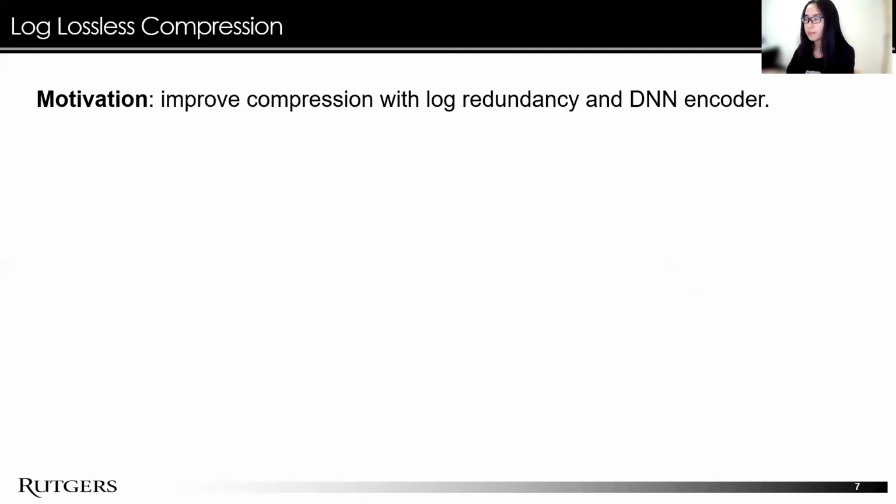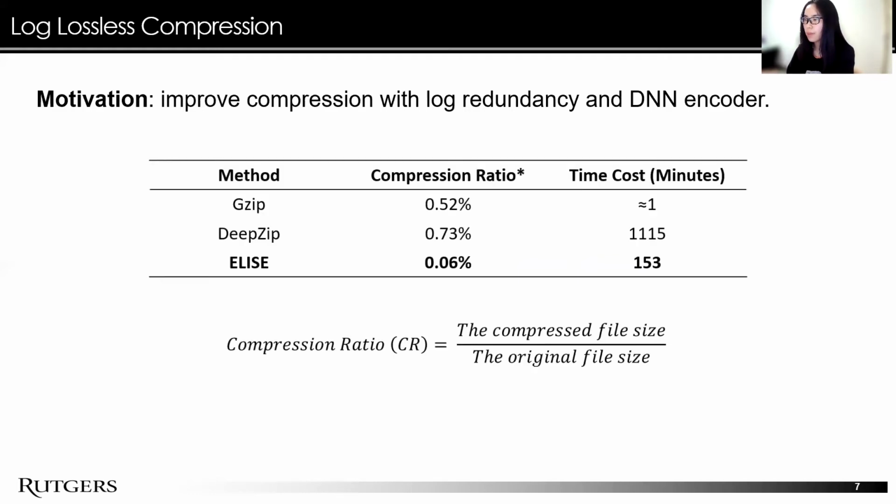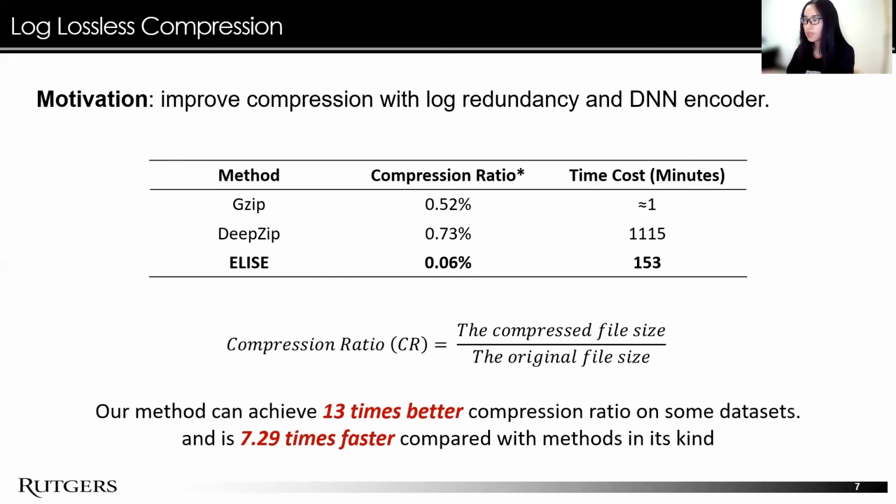Although DeepZip can provide better encodings, it doesn't incorporate domain knowledge of log redundancies, and doesn't have a preprocessing step. Training a deep neural network-based encoder on the entire log file is time-consuming. Therefore, we want to explore more log redundancies in preprocessing and design a better deep neural network encoder. Based on these ideas, our method achieves the best compression ratio, which is defined as the compressed file size over the original file size. Compared with the existing work, our method can achieve 13 times better compression ratio on some datasets and is around 7 times faster compared with DeepZip.